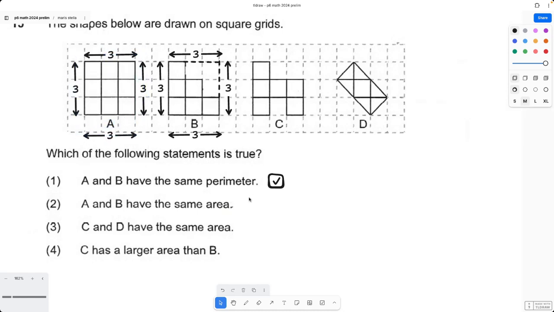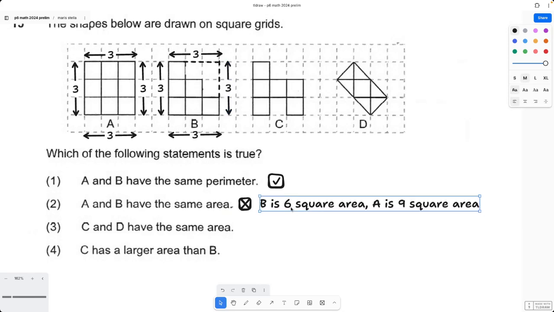3, 3, 3. A and B have the same area. False. Nope. Because B has missing squares. B will be 1, 2, 3, 4, 5, 6. B is 6 square area. A is 9 square area.